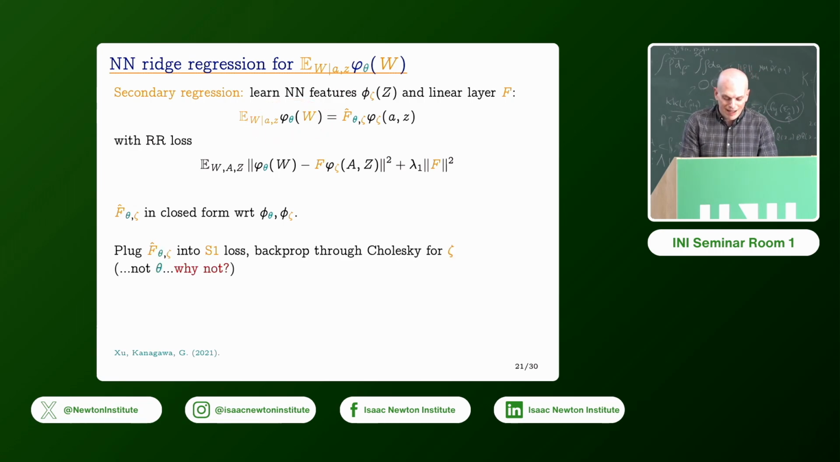I said that I backprop through Cholesky for zeta, but not theta. So that's interesting, why not? And in fact, why not, in retrospect, is very obvious. Theta is a parameter of the output of my regression. So let's say that I learn a theta that makes this a vector of zeros by backpropping through Cholesky with F and solving for theta.